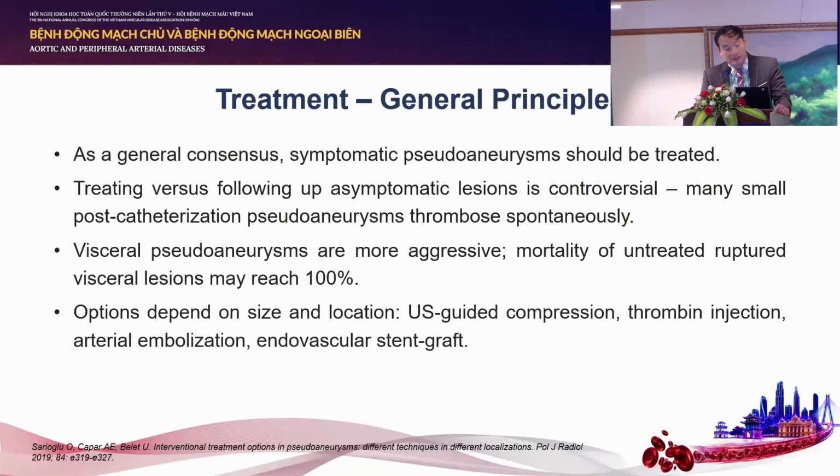Regarding treatment, in general, symptomatic pseudoaneurysm should be treated, with follow-up for asymptomatic lesions, which may thrombose spontaneously. Options depend on size and location: ultrasound-guided compression, thrombin injection, arterial embolization, and endovascular stenting. In this presentation, we focus on endovascular stenting.